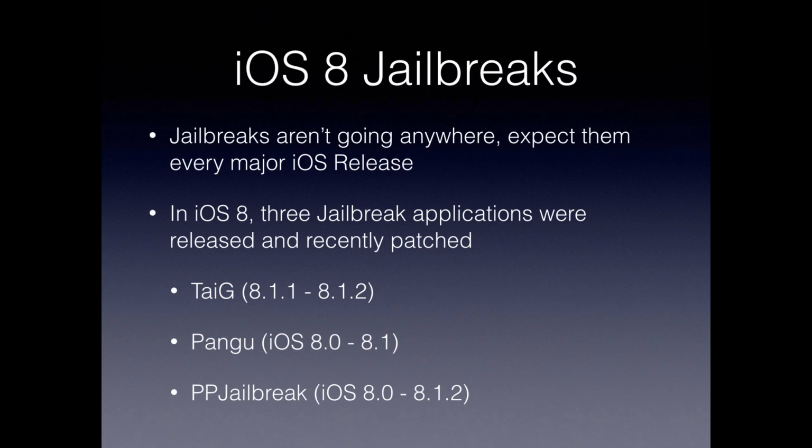Such devices include the iPhone, iPod Touch, iPad, Apple TV, and pretty soon the Apple Watch, and even sooner perhaps the Apple autonomous vehicle. Yes, if you haven't heard, Apple is actually working on an Apple car. For iOS 8, 3 popular jailbreaks were released: TAG, Pangu, and PP jailbreak. Apple has since patched the vulnerabilities that allow these jailbreaks to work with the latest iOS release a few weeks ago, though.